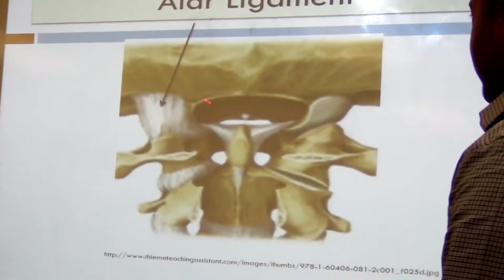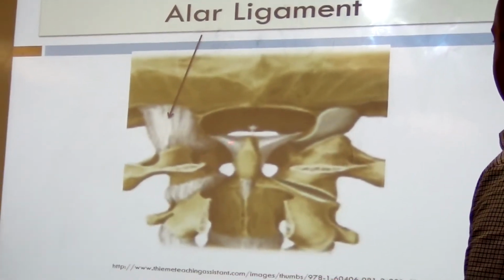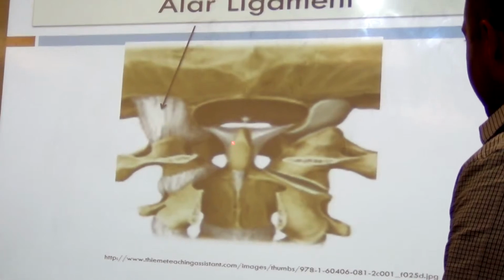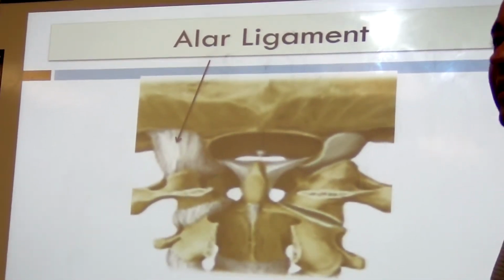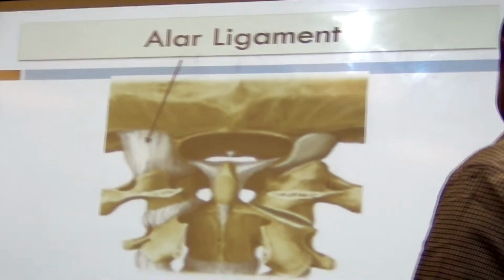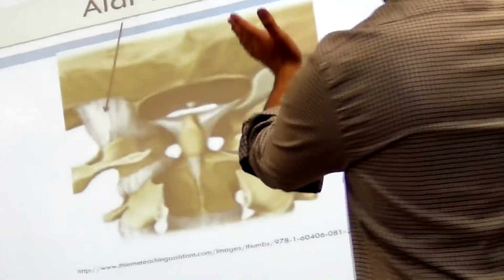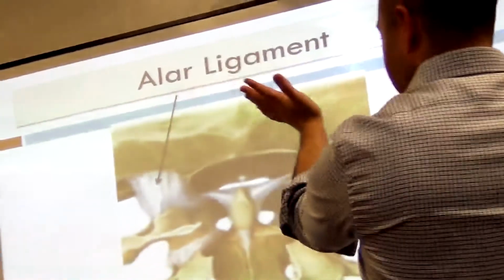I'm not sure. I think in the translation the arrow moved. Sorry about that. This is your alar ligament. It goes from the dens to the occiput, and it's going up at almost a 45-degree angle, a little wider than that.